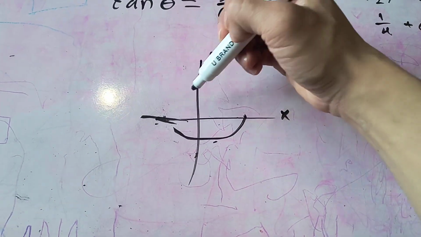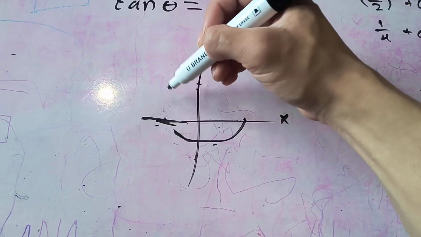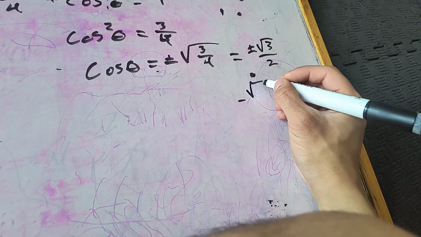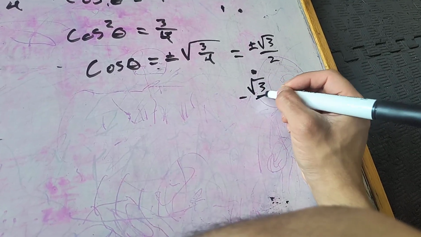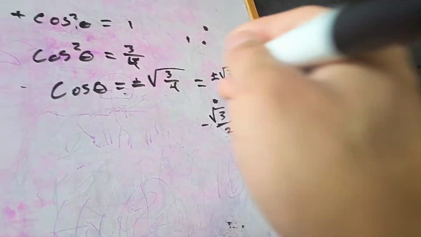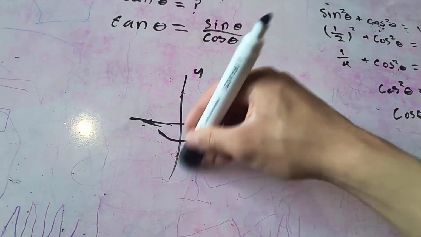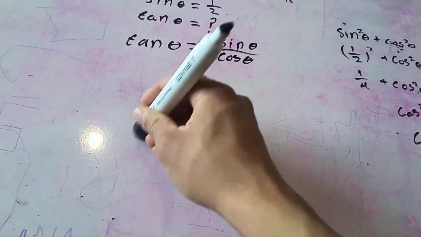And since cosine is equal to x, all the x's in this quadrant are going to be negative. So cosine is negative square root of 3 over 2. This is cosine. So now we can solve for tangent.